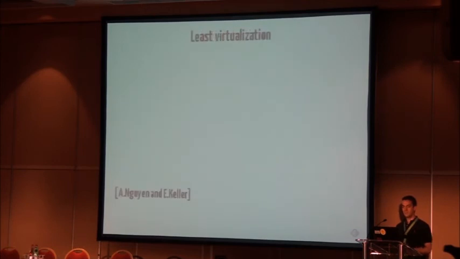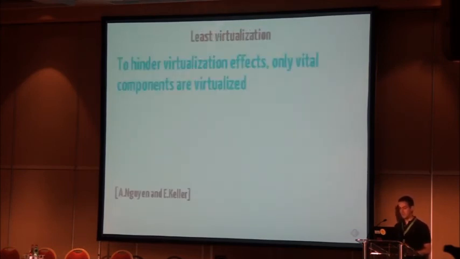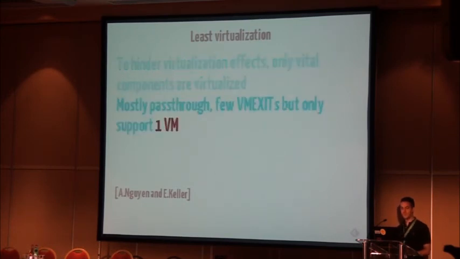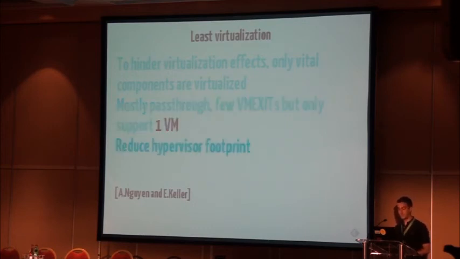Also, you should know if you are doing security, the least privilege principle. We are trying to apply it to virtualization, and to hinder virtualization effects, only vital components are virtualized. Otherwise, if they do not need to be virtualized, they are passed through. Think about your graphic card. If you are going to use accelerated graphics, you can give pass-through to your graphic card. There is no need for virtualization. The problem is that it only supports one VM because you cannot share two graphic cards between two virtual machines. So you have to choose between security and virtualization features because here you've lost consolidation. And it reduces hypervisor footprint.